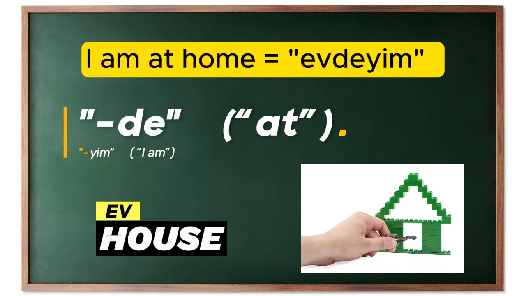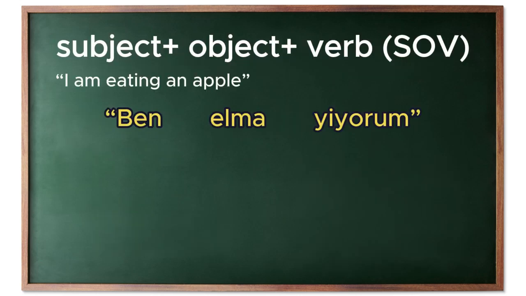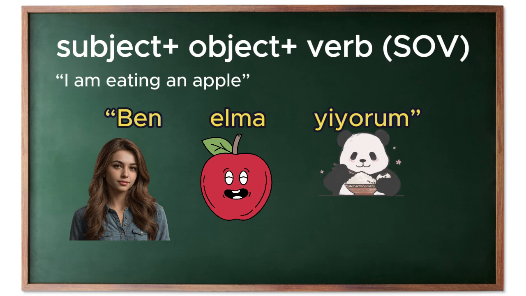In Turkish, word order is usually subject, object, verb. That is, first who, then what, and finally what is being done. For example, in the sentence, Ben elma yiyorum, which means I am eating an apple, ben, which means I, is the subject, elma, which means apple, is the object, and yiyorum, which means I am eating, is the verb.